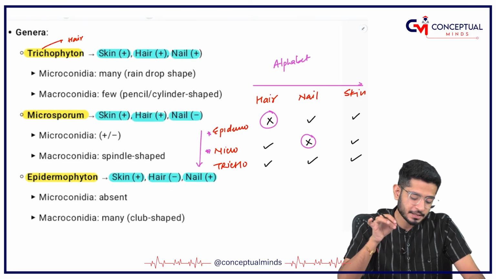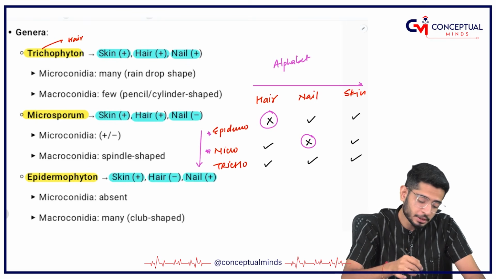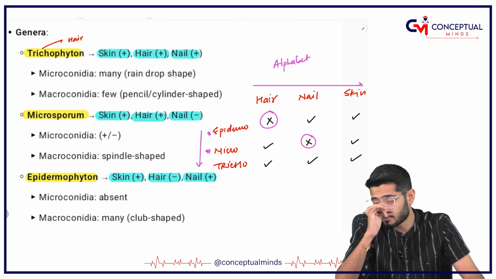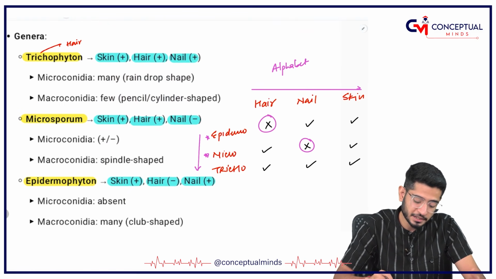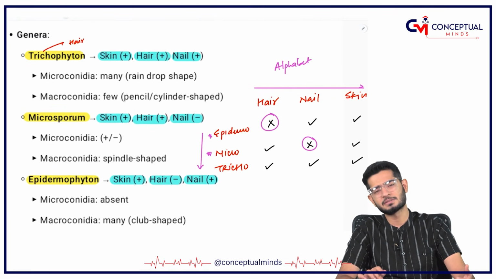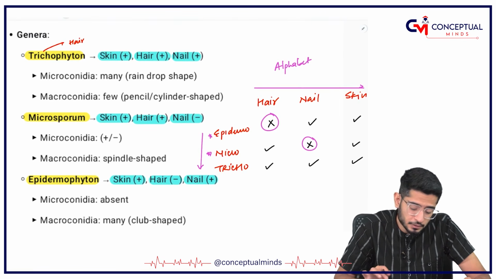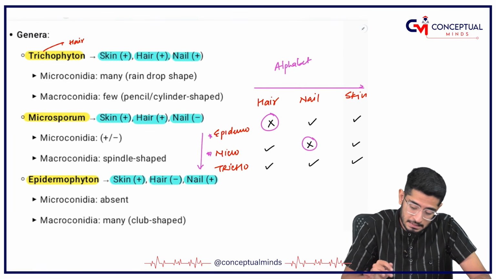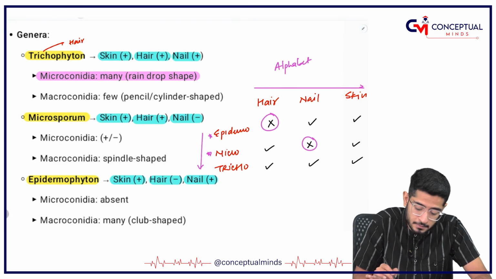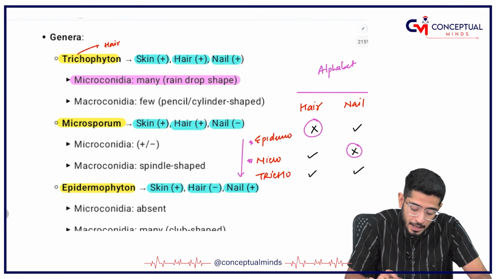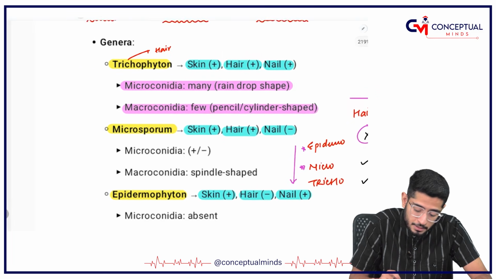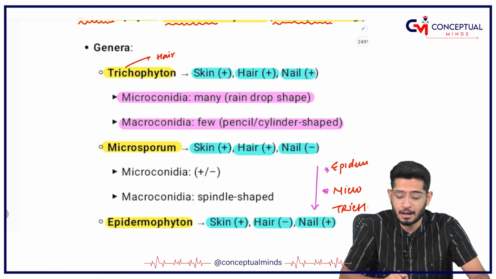Coming on to microconidia and macroconidia. Microconidia and macroconidia are nothing but the ways of existence of the fungus. Fungus forms conidia. I hope that you know from the basic knowledge of your botany that fungus is responsible for causing the conidia, right? So in Trichophyton, my dear friends, it is responsible for raindrop microconidia and pencil shaped or cylinder shaped macroconidia. But remember, macroconidia are few, microconidia are many.